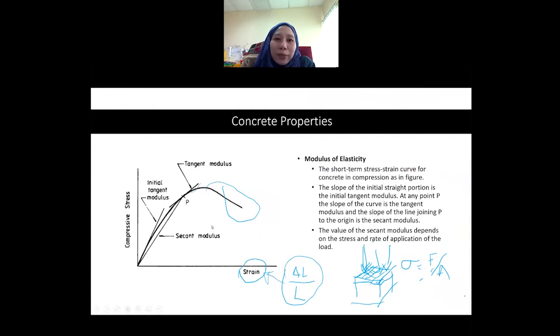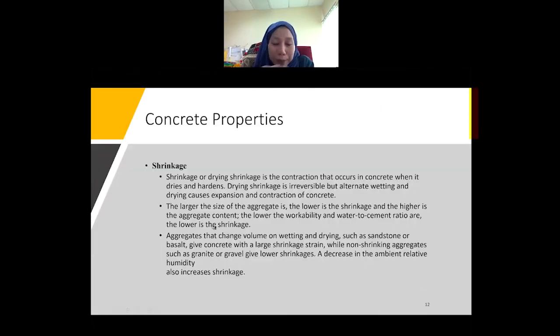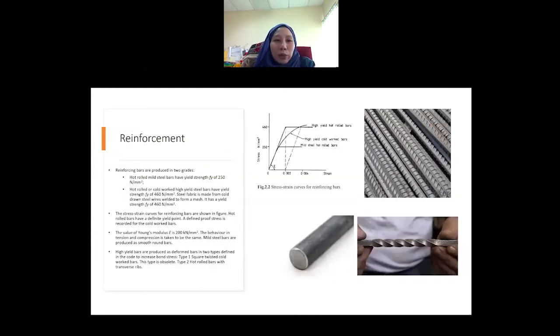Okay, so today I'm going to go straight to the next one, which is reinforcement, because we have finished with concrete. So reinforcing bars are produced in two grades. We have two types of reinforcement bar, which are hot roll mild steel and hot roll or cold work high yield steel. What is important here is mild steel and high yield steel.